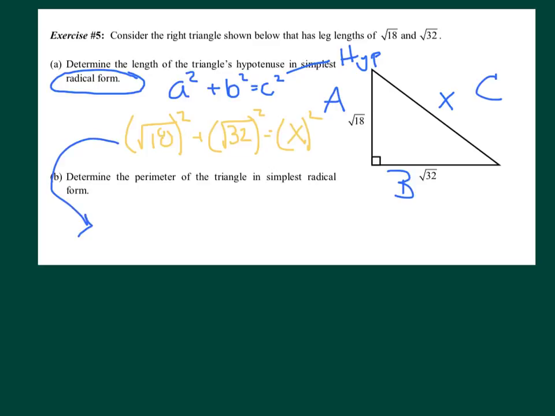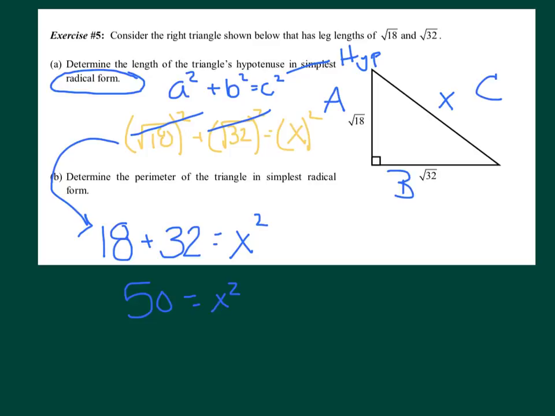When I square and square root, remember those undo each other and I just get 18. The square and square root undo each other and I get 32 equals x squared. 18 plus 32 gets me 50 equals x squared. And now to get rid of a square, remember you take the square root of both sides. So I get x equals the square root of 50.